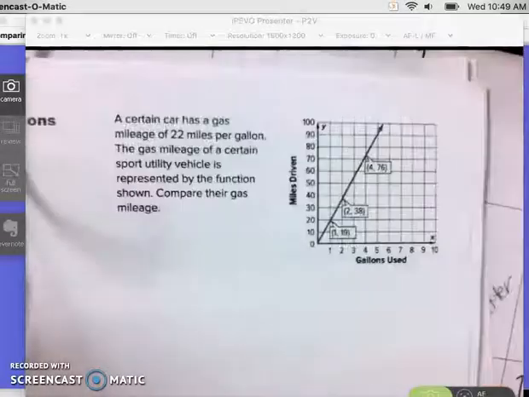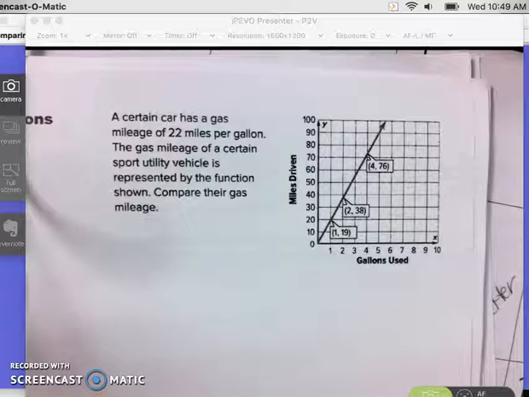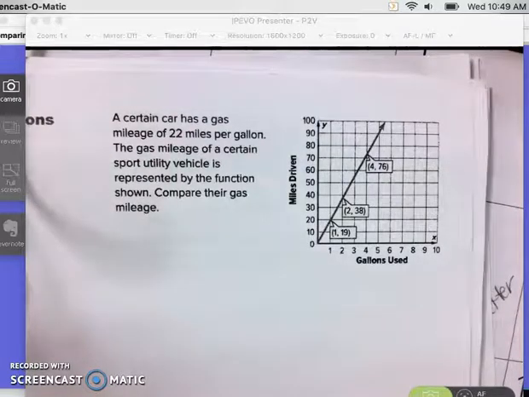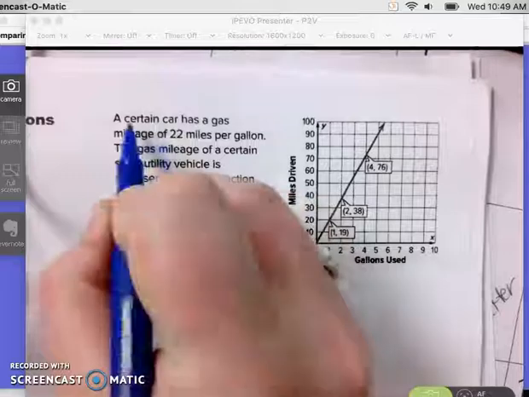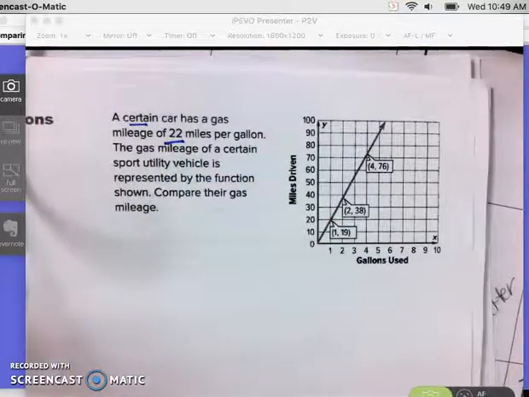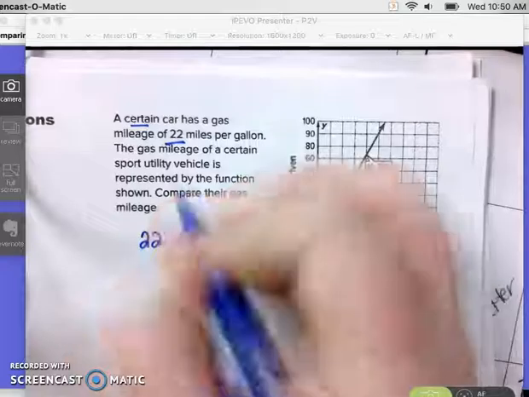First example, a certain car has a gas mileage of 22 miles per gallon, and the gas mileage of a certain sport utility vehicle is represented by the function shown. So compare their gas mileages. So the first certain car has a gas mileage of 22 miles per gallon. So that is going to be your rate of change, that per. So 22 is this one.